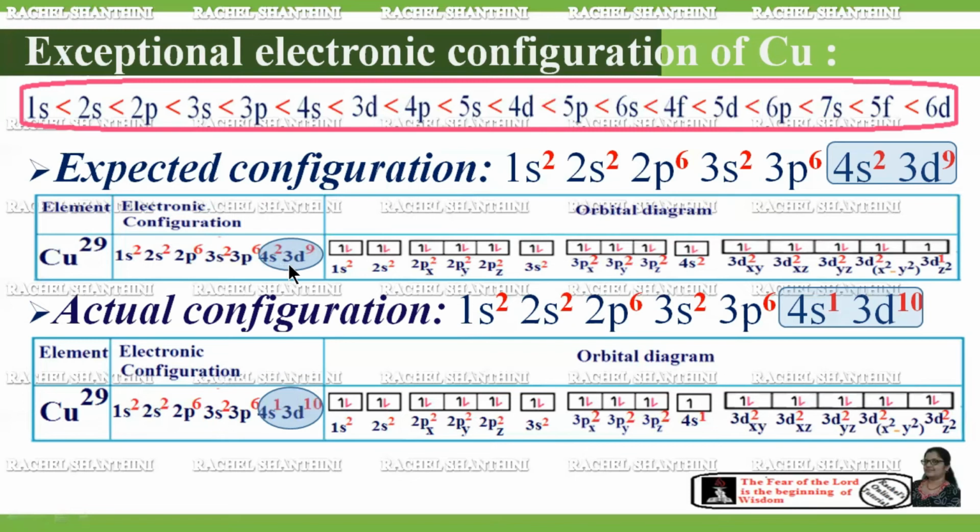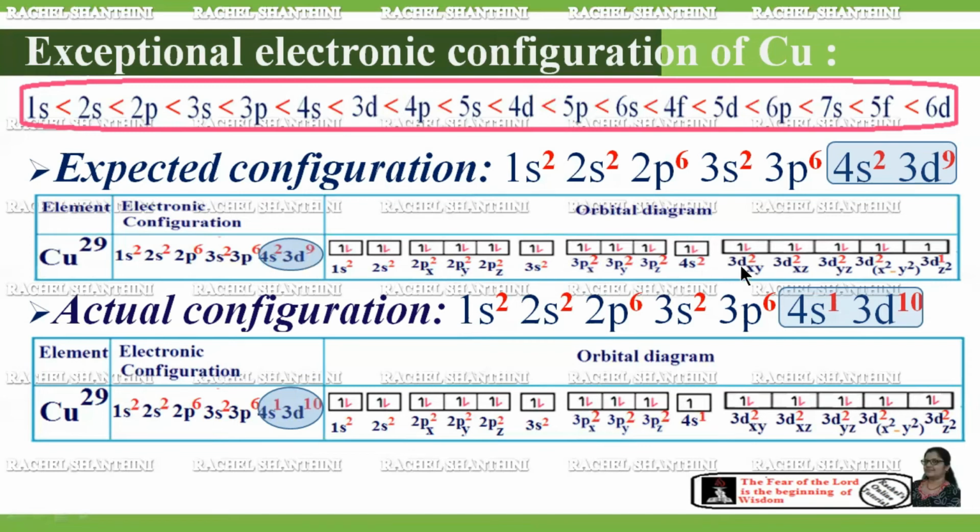9. So we are expecting one electron to occupy 3dxy. Second electron will occupy 3dxz. Third electron will occupy 3dyz. And fourth electron will occupy 3dx square minus y square. And the fifth electron will occupy 3dz square. Once all the orbitals get occupied, now pairing will take place according to Hund's rule, right?